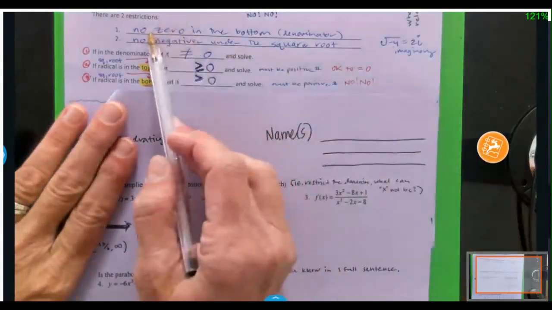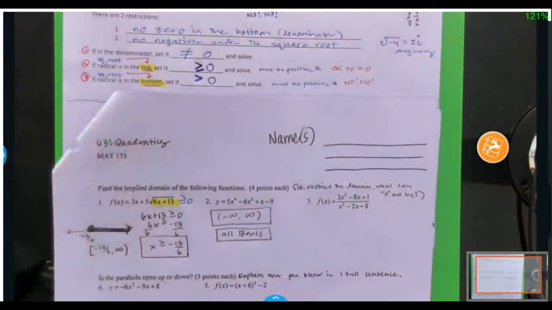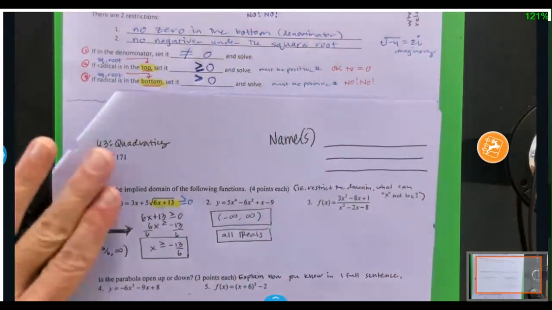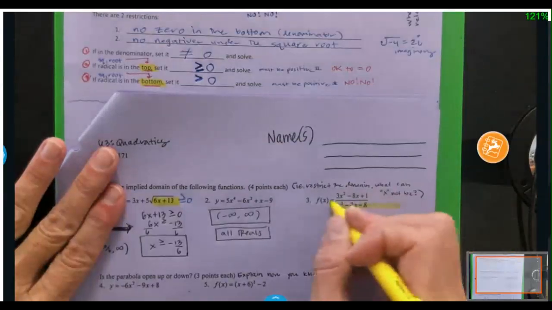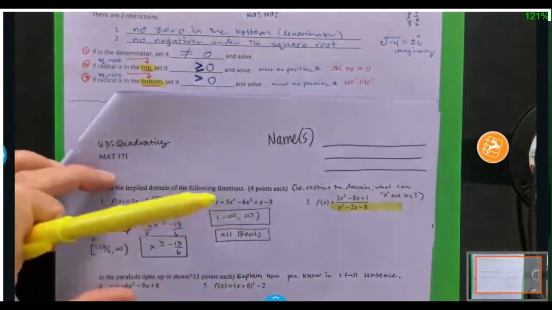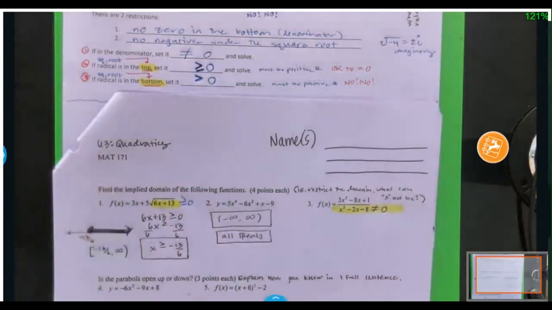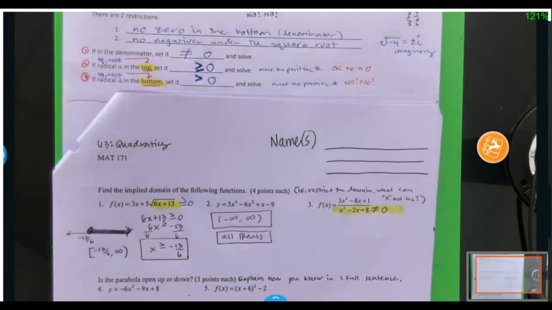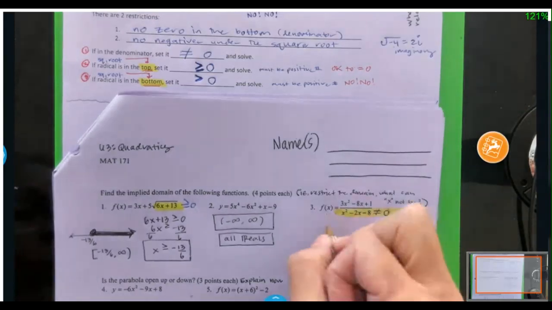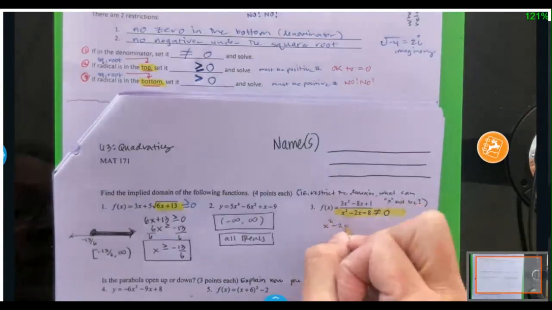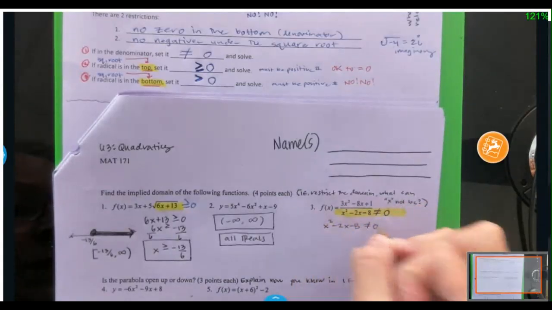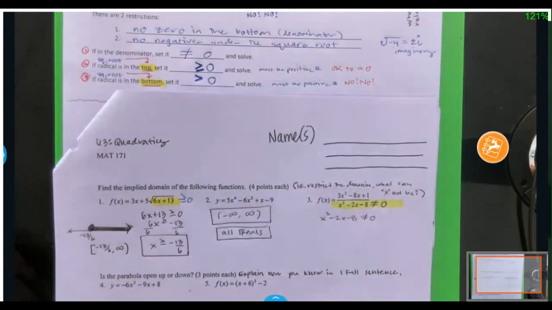All right, let's look at number 3. Go through your restrictions. Number 1, no 0 in the bottom. Do you have a denominator? Yes. So this right here, we don't care about the top, but this cannot equal 0 because 0 in the denominator is undefined. The other restriction is talking about a negative under the radical, but we don't have a radical in number 3, so that has nothing to do with this particular problem. So all we have to do is say x squared minus 2x minus 8 cannot equal 0. We factor that.